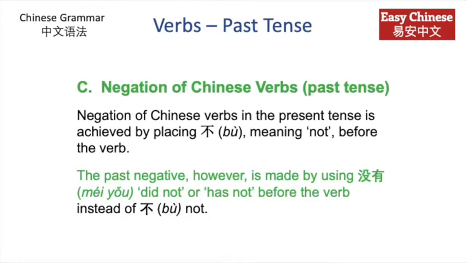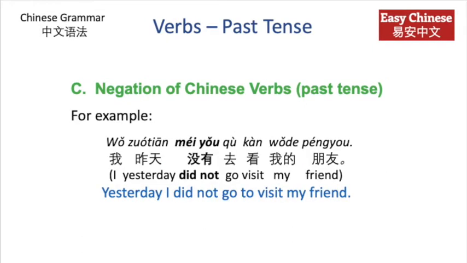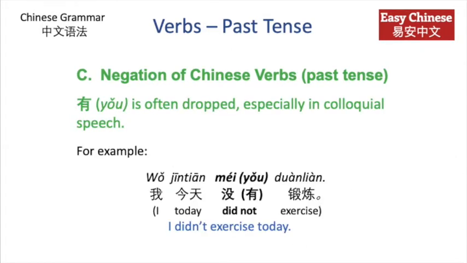Negation of Chinese verbs in the past tense. Negation of Chinese verbs in the present tense is achieved by placing 不, meaning not, before the verb. The past negative, however, is made by using 没有, did not or has not, before the verb, instead of 不. For example, 我昨天没有去看我的朋友. Yesterday I did not go to visit my friend. 有 is often dropped, especially in colloquial speech. For example, 我今天没锻炼. I didn't exercise today.